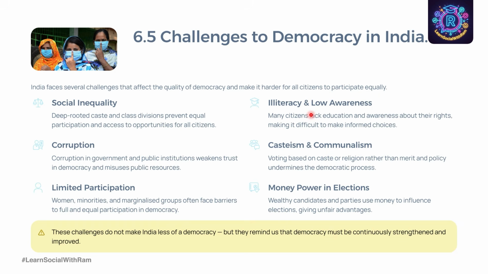This affects decision making. Easily, because of illiteracy, few people can be manipulated and they end up voting a wrong candidate in the process of election. Then the next major challenge is corruption. Corruption weakens the trust in democracy and it reduces the transparency and fairness in democracy. Public resources are misused and it weakens trust in democracy.